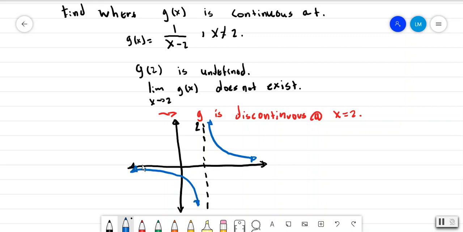Now, we did say that if you take the limit from the left and the right, you get two different signs, like negative infinity and positive infinity. But in either case, the limit does not exist. So notice that it is definitely continuous from the left and continuous from the right, except not at 2. Now, this specific type of discontinuity is what we call an infinite discontinuity.